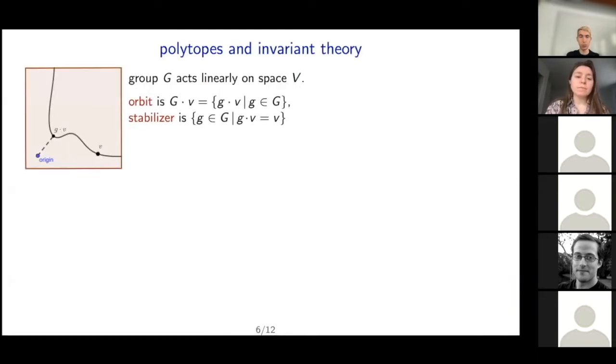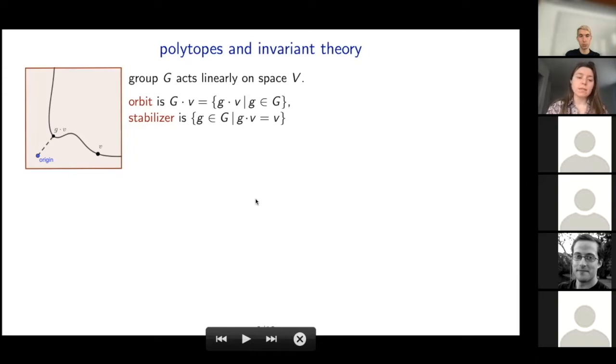Okay, great. So the next connection that I promised to tell you about is the one between polytopes and invariant theory. So now we have a group G that acts linearly on some space V. That is, we associate to each group element a linear transformation on the space V. Okay, so then we can recall these definitions: the orbit is the set of points that we can reach, starting at v by multiplying by some group element g, and the stabilizer is the group elements that fix a certain point v.